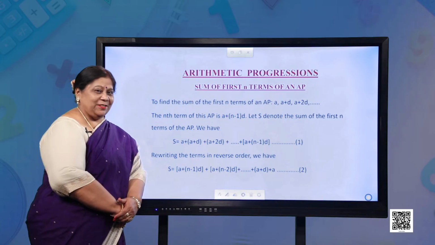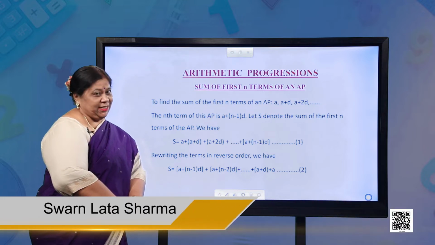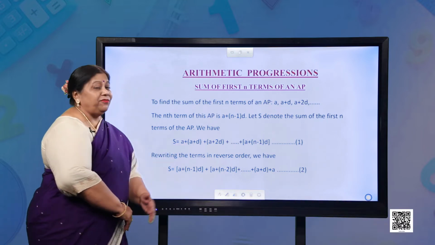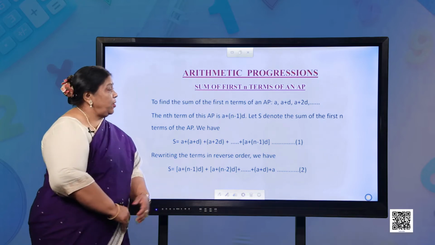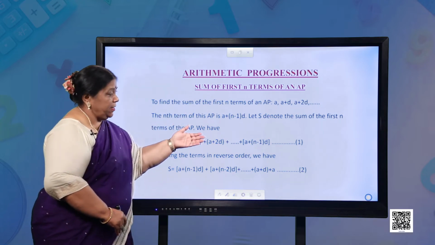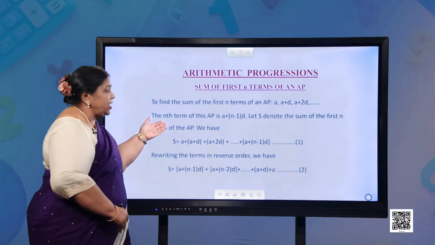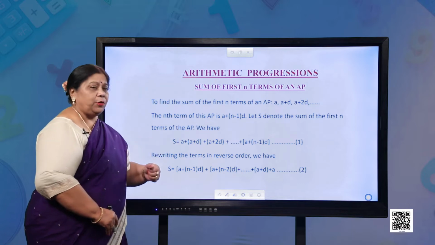Hello students, today we shall study about your chapter Arithmetic Progressions, in which we are going to study about the sum of first n terms of an AP. To find the sum of first n terms of an AP, a, a plus d, a plus 2d, the nth term of this AP is a plus n minus 1 into d.